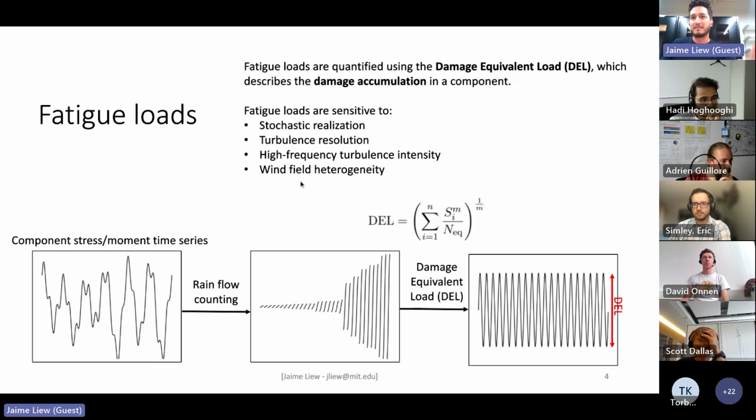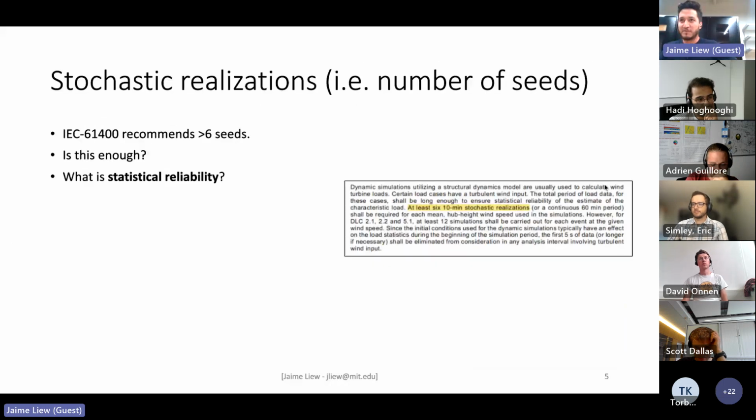Something else is the wind field heterogeneity, which is like if you have more wind on the left or the right of the rotor. So it really depends on what's happening spatially over the rotor. So it's quite sensitive to a lot of things. I'll just go over a few of them, and these are the ones which I'll describe in the study.